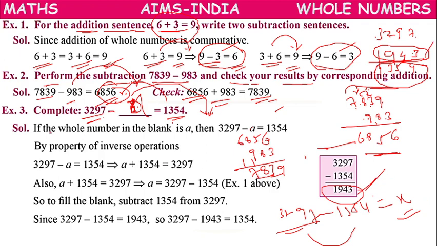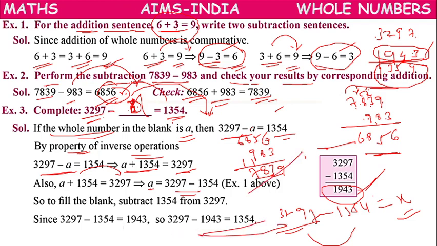Okay. So let the whole number in the blank be taken as a. So 3297 minus a equals 1354. By the property of inverse operations, what can we do? This a will go this side. A plus 1354 equals 3297. Or 1354 also will go this side: a equals 3297 minus 1354. If you do the minus, you will get the answer.